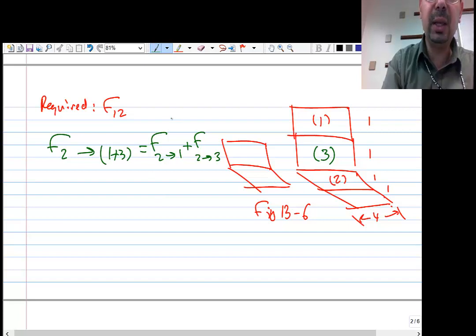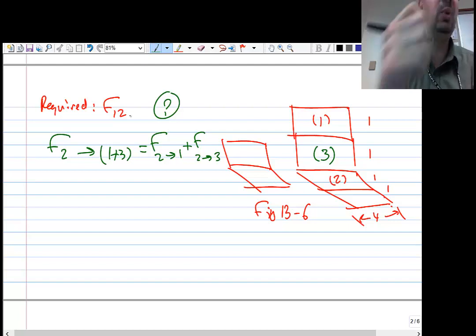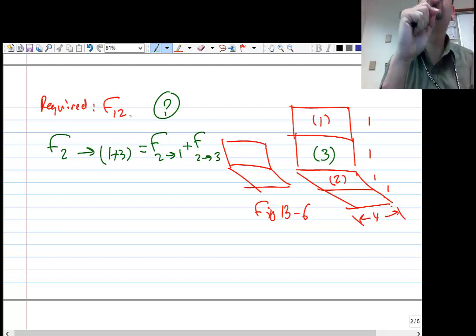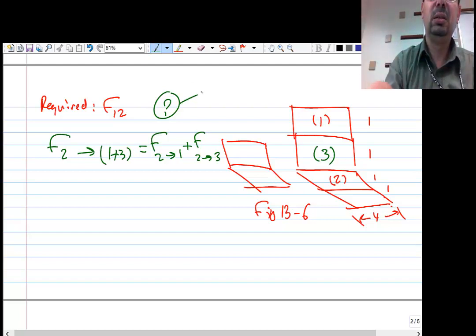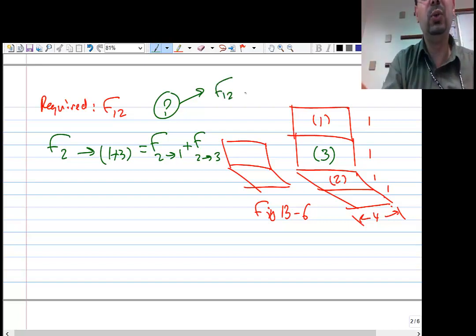What he's asking about is, he's not asking for F21, he's asking for F12, but there is a relation between F12 and F21, right? If I know one of them, I can get the other. What is the relation between F12 and F21? It's called the reciprocal rule. F12, area 1, is equal to?